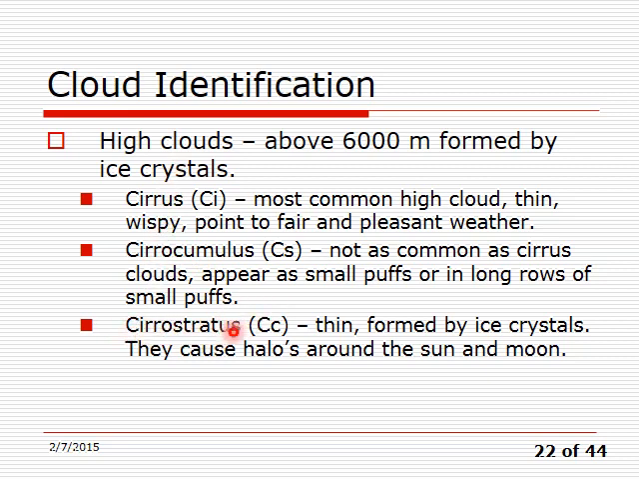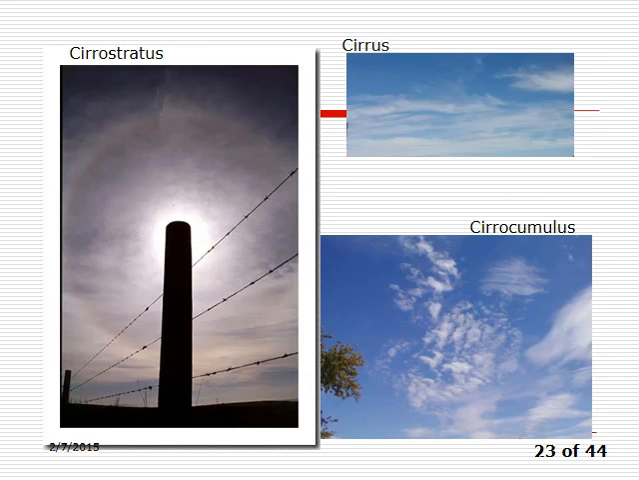These are harder to see. They're very thin clouds. The easiest way to detect them is you see a halo around the sun or moon, and all these clouds are created by ice crystals. So here are some examples of the high altitude clouds. Here's some cirrostratus clouds. You see the halo. Here are some cirrus clouds. Here's the wispiness. And here's some cirrocumulus clouds.